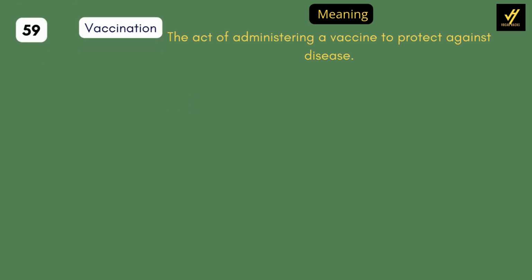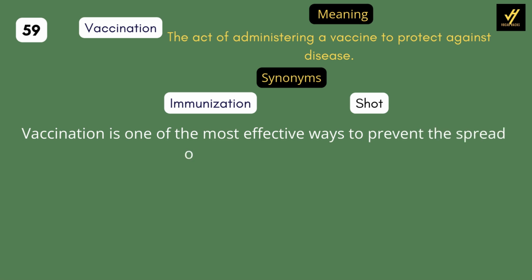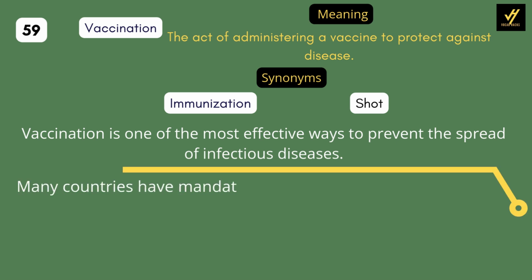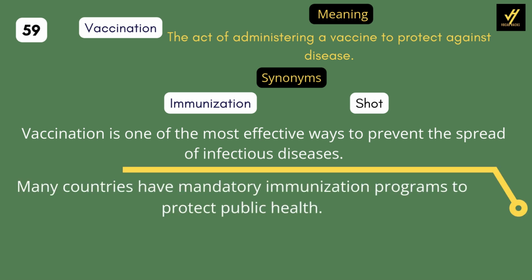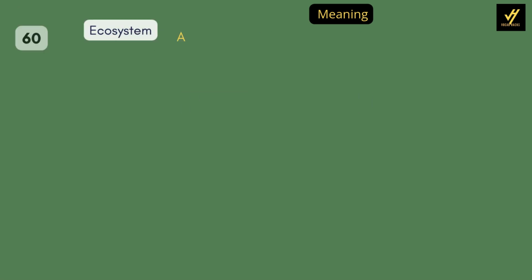Vaccination, the act of administering a vaccine to protect against disease. Immunization, shot. Vaccination is one of the most effective ways to prevent the spread of infectious diseases. Many countries have mandatory immunization programs to protect public health. Getting your flu shot each year can reduce the risk of severe illness during flu season.